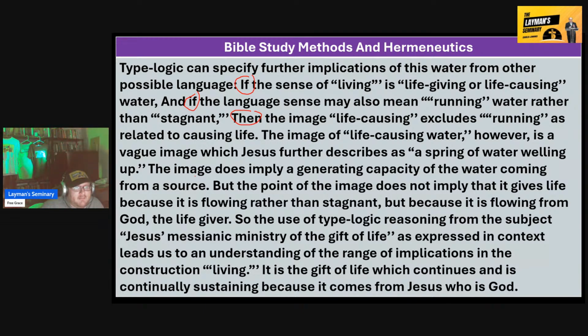up. The image does imply a generating capacity of the water coming from a source, but the point of the image does not imply that it gives life because it's flowing rather than stagnant, but because it is flowing from God, the life giver. So the use of type logic reasoning from the subject, Jesus' basic ministry of the gift of life, as expressed in the context, leads us to an understanding of the range of implication in the construction "living." It is the gift of life which continues and is continually sustaining because it comes from Jesus, who is God.